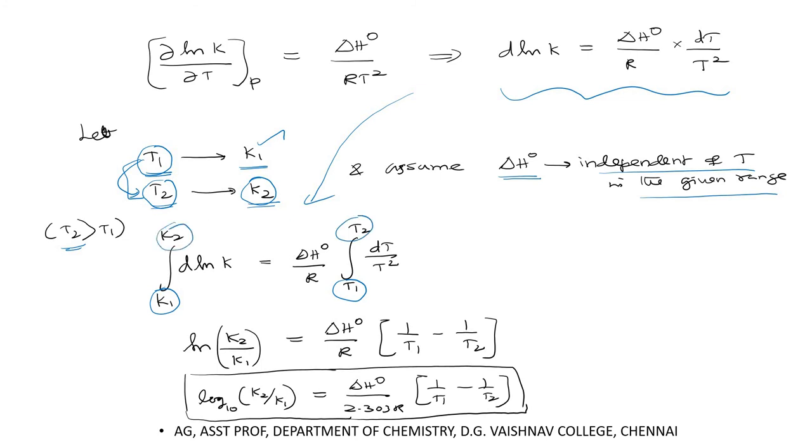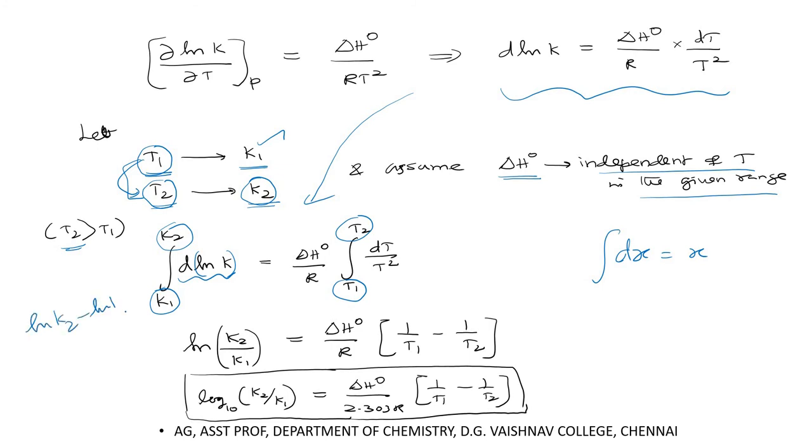So now if you integrate this, you know very well, integral of dx is x. In a similar manner, integral of d ln K is nothing but ln K. Upper limit is K2, lower limit is K1. So you will get ln K2 minus ln K1.